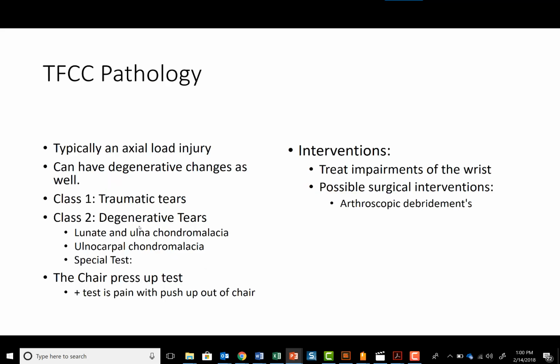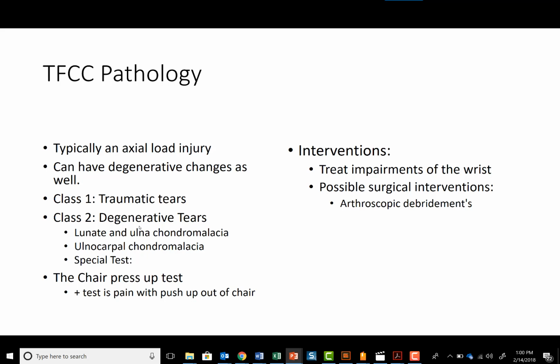Let's talk about, again, axial load. You can have traumatic tears, you can have degenerative tears. You can get some chondromalacia of the bones, the carpal bones, and the ulnar space there. Interventions, what do? You treat the impairments. You may have them brace it, and then post-surgical, they'd go in and arthroscopically debride it.